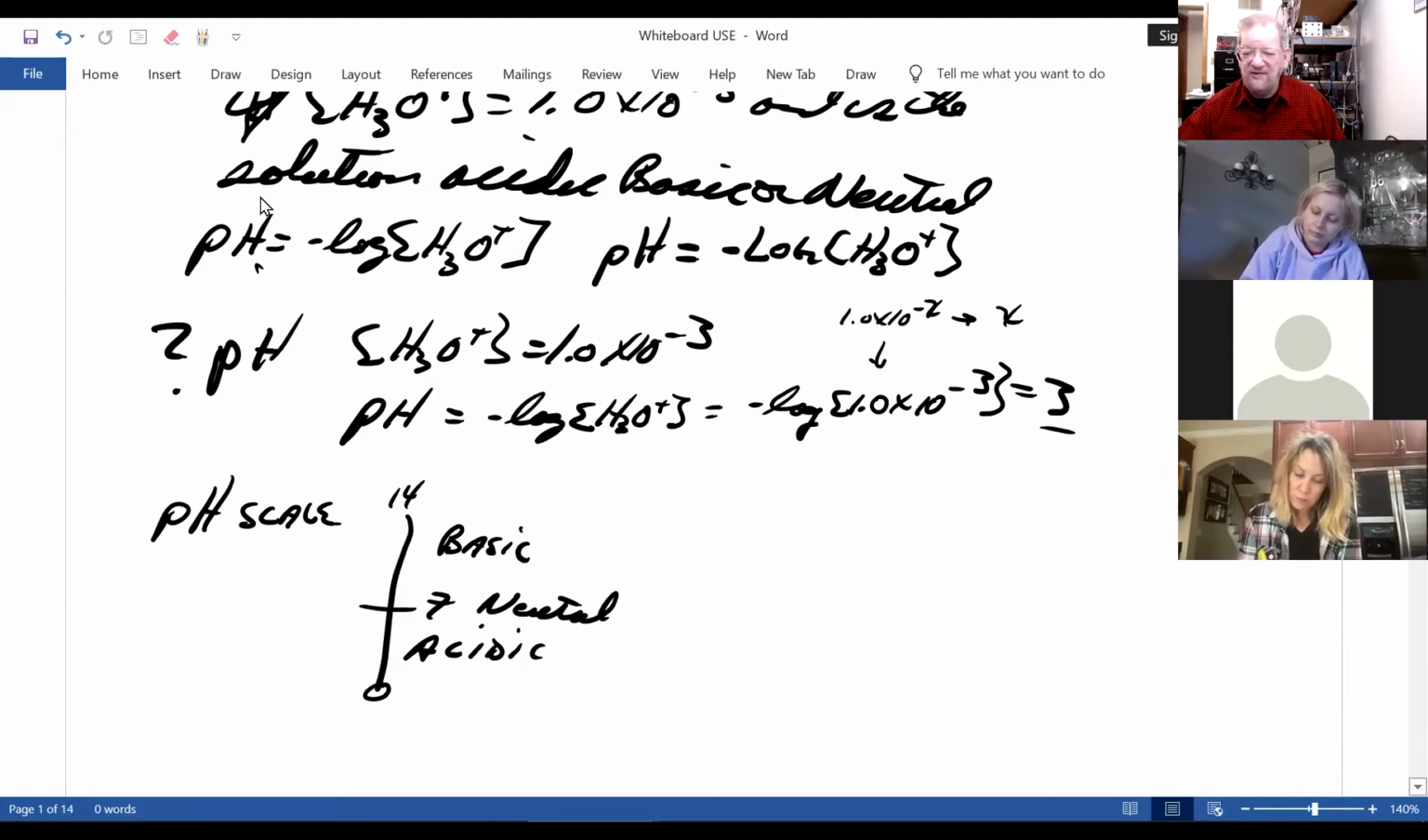If you notice, 3, and I hope you know your numbers, which are smaller and larger, from 0 to 14, 3 is less than 7. So the answer is this is acidic.